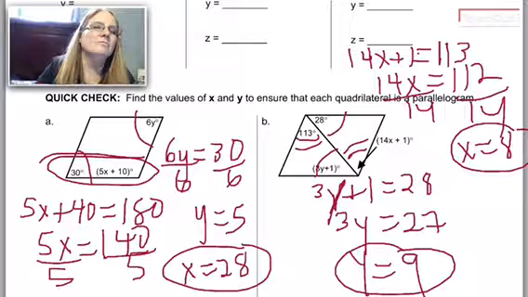All right. I know this is a little long, but the rest of them, after we get the parallelograms, start to get a little easier because it's a lot of repetitive. So good luck.